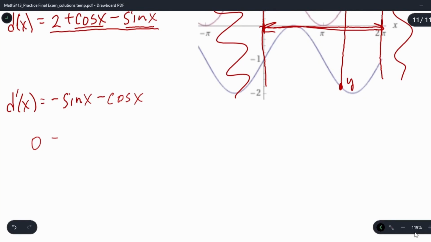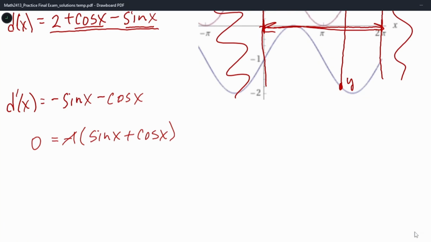So 0 equals, if I factor out the negative, that's going to give me sine x plus cosine x. And then if I divide both sides by negative 1, I can just eliminate the negative sign. Okay? So then the next step that I'm going to do is I'm going to move one of these trig functions to the other side.